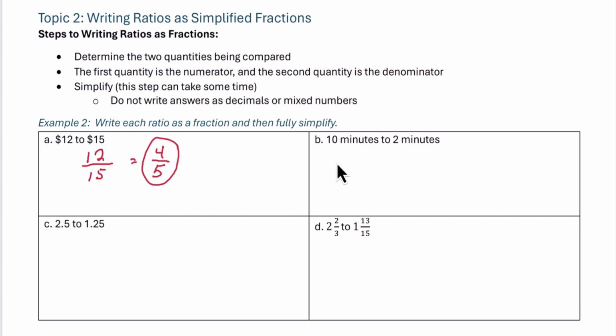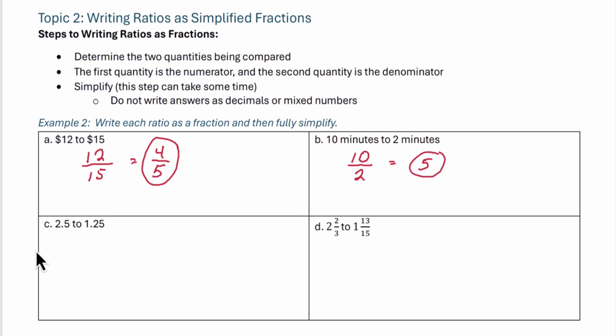In part B, we have 10 minutes to 2 minutes. We can write that as 10 to 2, or 10 halves. And then this will reduce. 10 divided by 2 is simply 5.